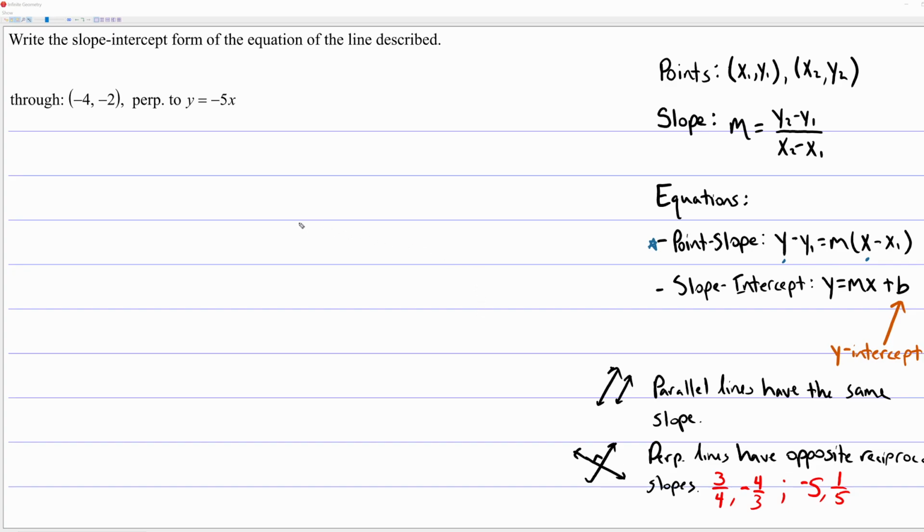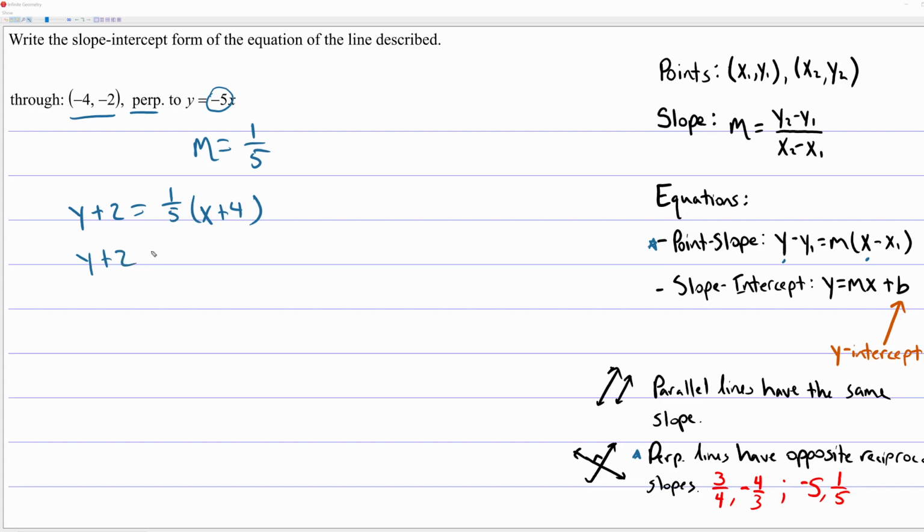So y equals -5x. This line has slope -5. Our line is perpendicular to it, so our line has the opposite reciprocal slope. That's positive 1/5. Now we have a point on the line, we have the slope of our line, so we use point-slope form yet again. y minus -2 equals 1/5 times x minus -4.